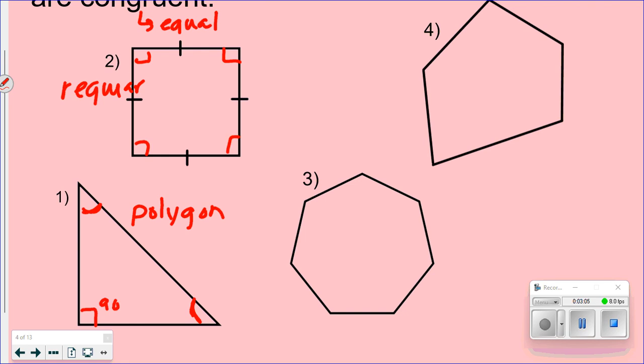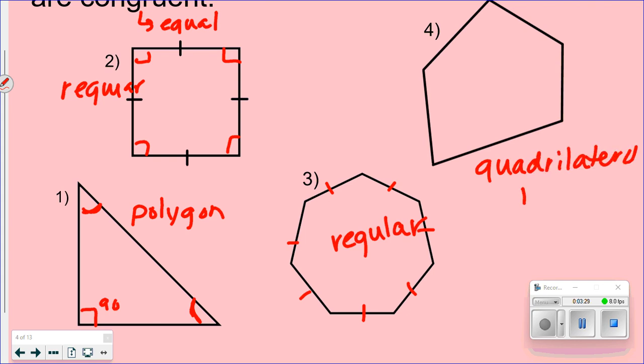Number 3 is also a regular type of polygon. I know that all these sides are the same length. So this would also be regular. Number 4 is not regular, but let's see how many sides there are: 1, 2, 3, 4. There are still 4 sides. So it's not a regular polygon, but it's still a quadrilateral. Same thing with this one. How many sides does this have? 1, 2, 3, 4, 5, 6, 7. This is a heptagon.